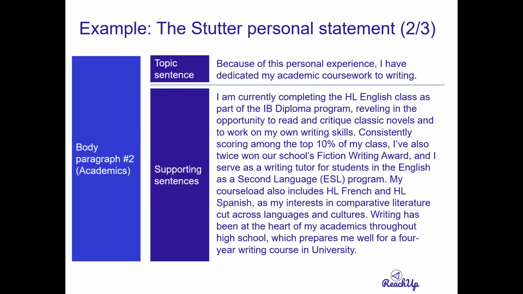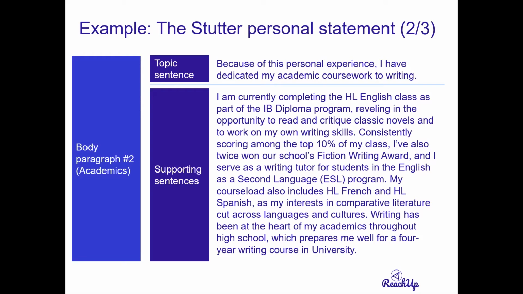We won't go through all the body paragraphs of this Stutter personal statement, but let's look through the second one. The purpose of this body paragraph is for the applicant to demonstrate how his academics reveal his passion and suitability to study writing in university. The topic sentence is, "Because of this personal experience," being the stutter that he developed, "I've dedicated my academic coursework to writing." So now as a reader, I know that the rest of this paragraph is going to be focused on how the applicant's academic achievements and history show his passion for writing.